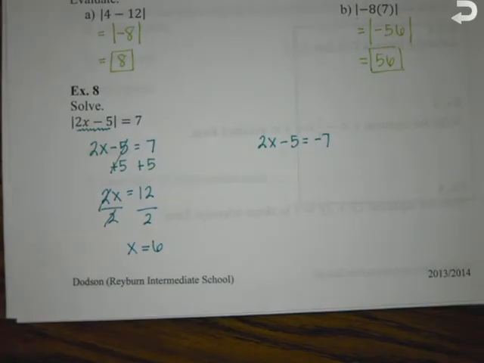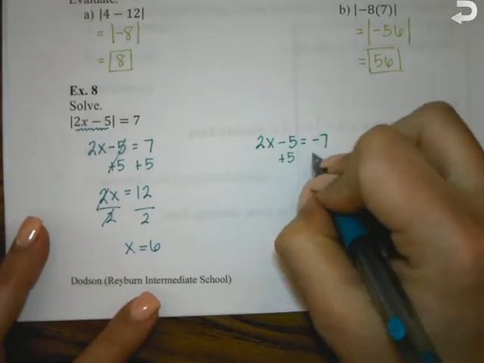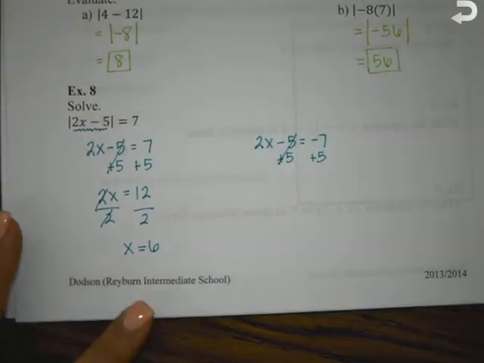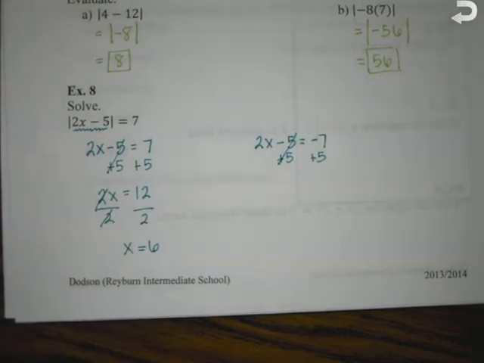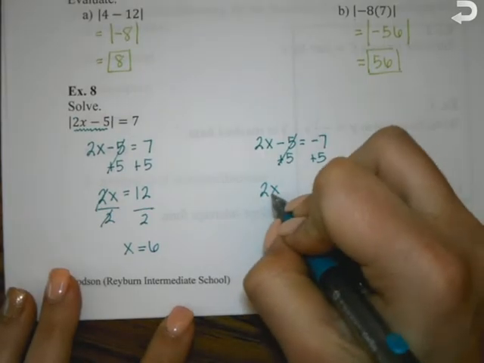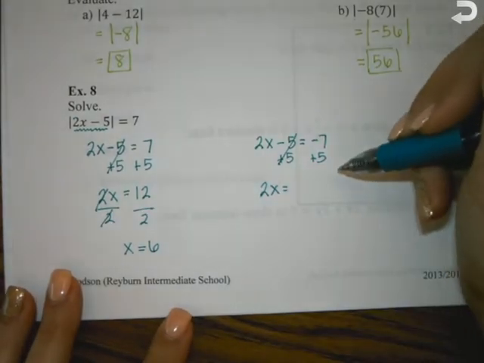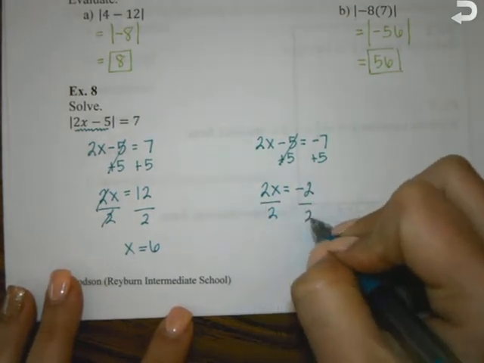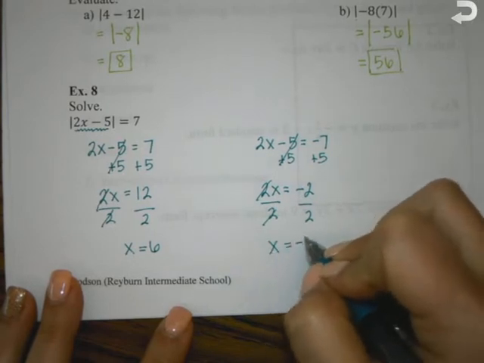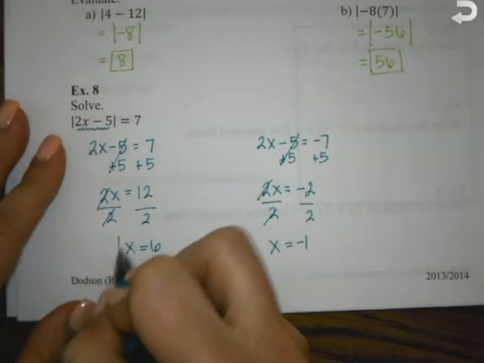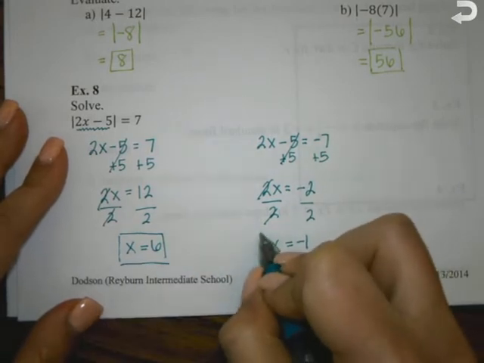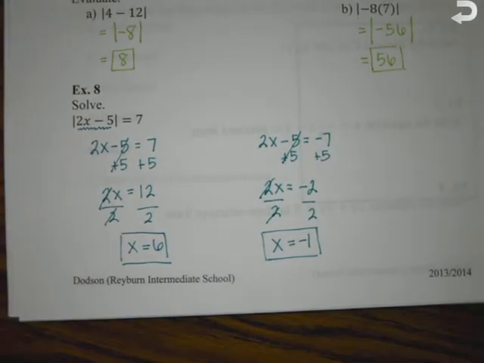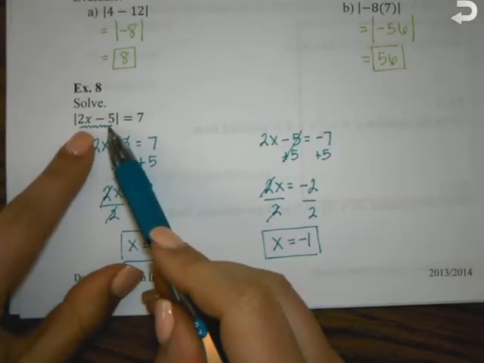How would you solve the negative 7? Add 5. Now this is where I want you to make sure you're paying attention, because this is where I see a lot of arithmetic errors because you guys are just going so fast. 2x would equal, what's negative 7 plus 5? Negative 2. And then when I divide by positive 2, I get x equals what? Negative 1. So our two answers are x equals 6 and x equals negative 1. You get two answers for absolute value. If I were to plug either of these back in for x, I would still get positive 7 as my answer. Okay?